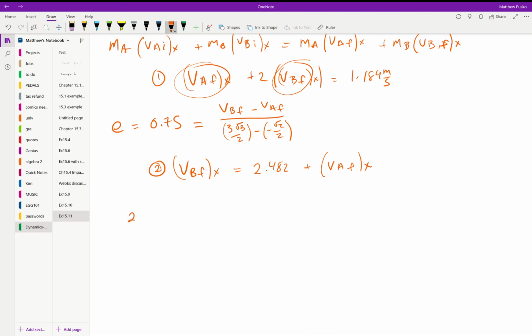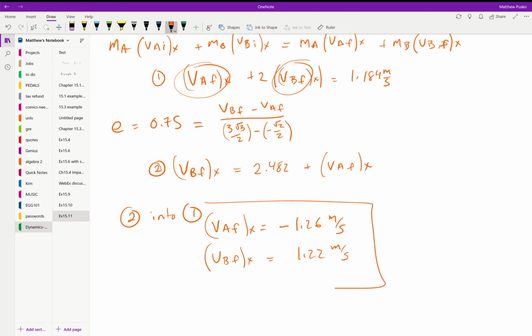If I put 2 into 1 to eliminate a variable, we can get the velocity of A final in the x direction to be negative 1.26 meters per second, and the velocity of B final in the x direction to be 1.22 meters per second. Alright, so we have our x direction taken care of. What about our y direction?